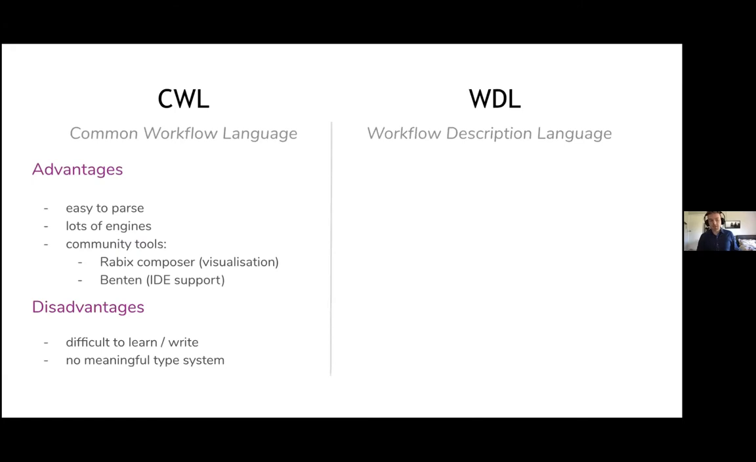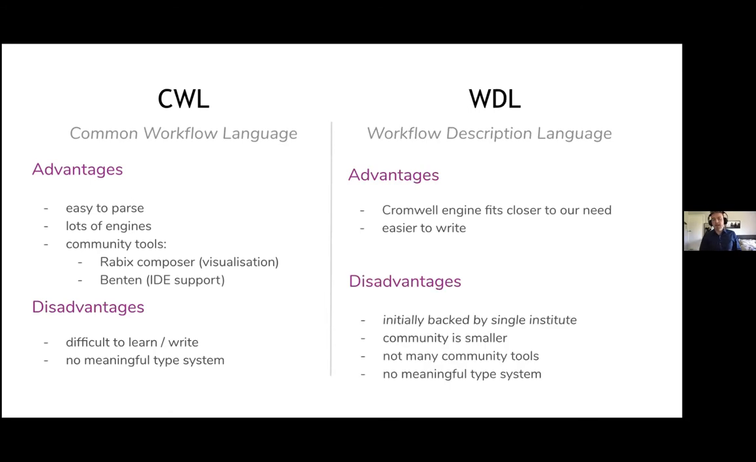WDL has a similar set of advantages and disadvantages. The Cromwell execution engine fits closer to our need. WDL is also easier to write for a person, but it was initially backed by a single institute, which made us a little bit worried. The community isn't as large as CWL, which means there's not as many community tools. And there's also no meaningful type system beyond the file, directory, integer.